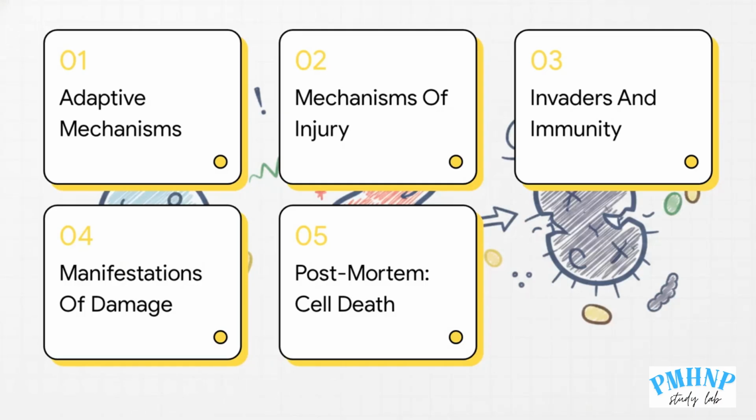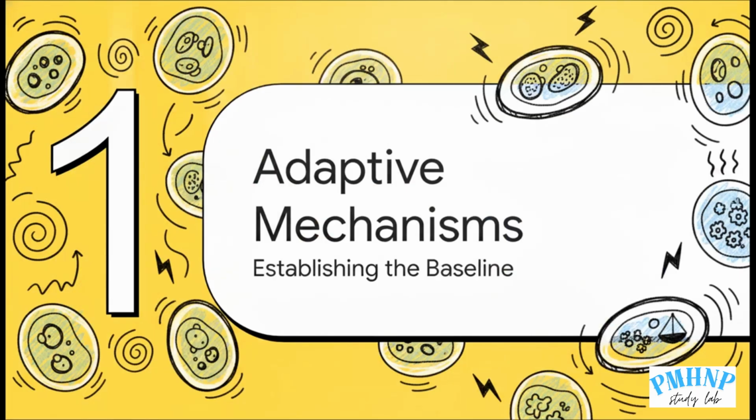Here is our diagnostic game plan for today. We're charting the course of a cell's life under stress. We'll start with adaptive mechanisms, move into mechanisms of injury, check out invaders and immunity, look at the manifestations of damage, and finally conduct the postmortem on cell death. Let's get to it. Section 1.